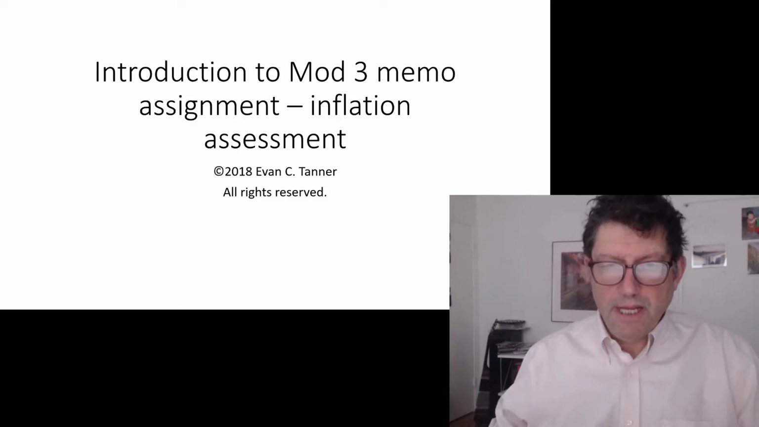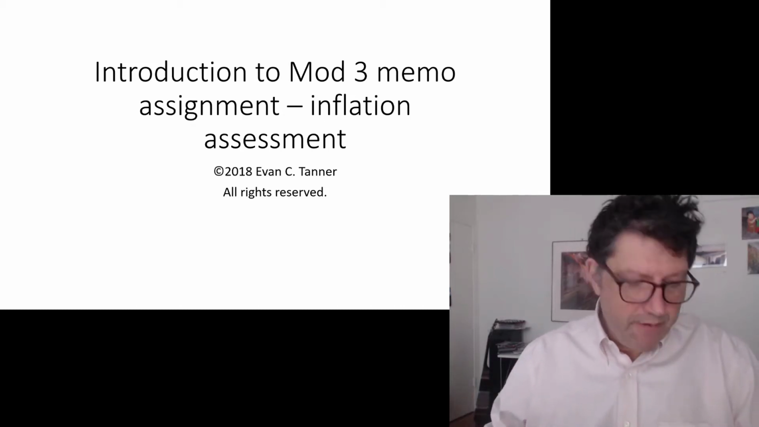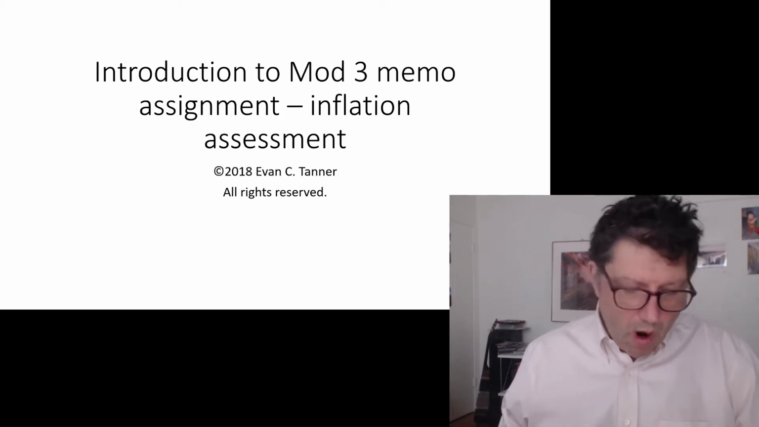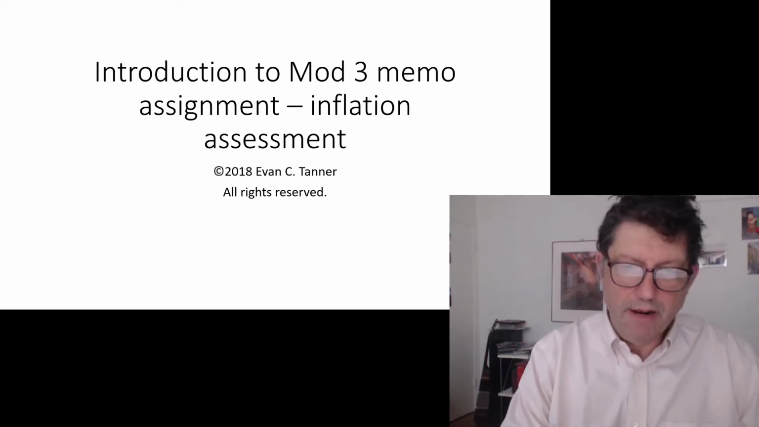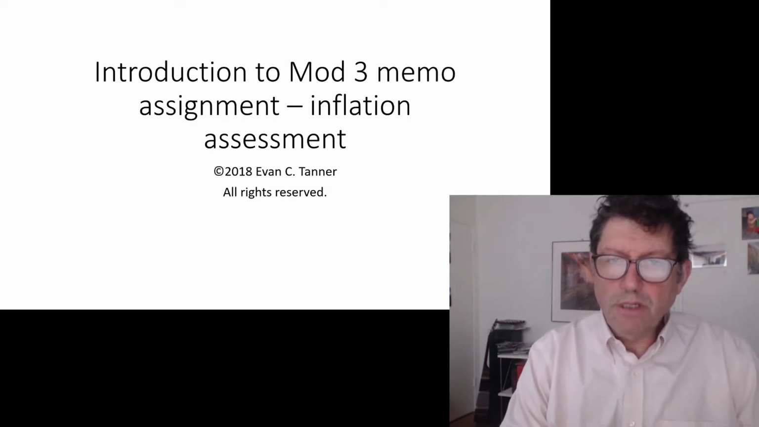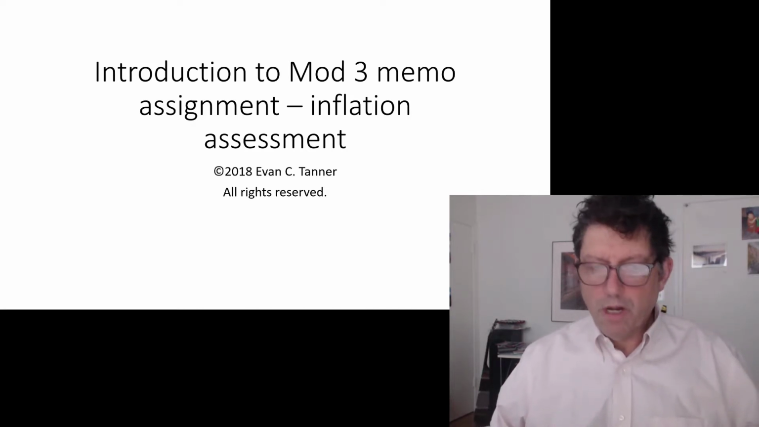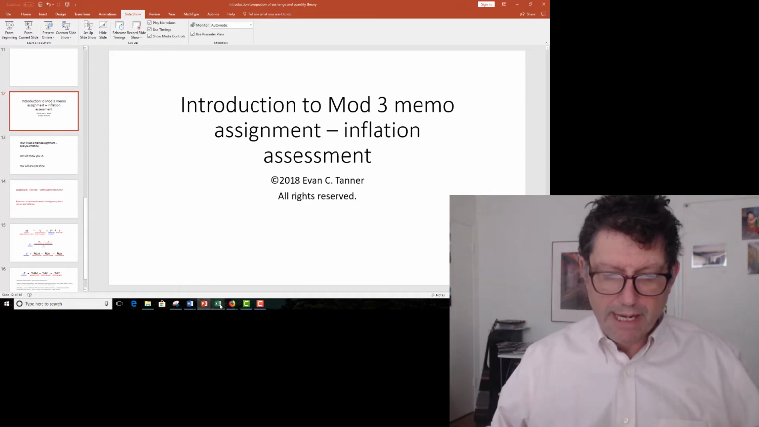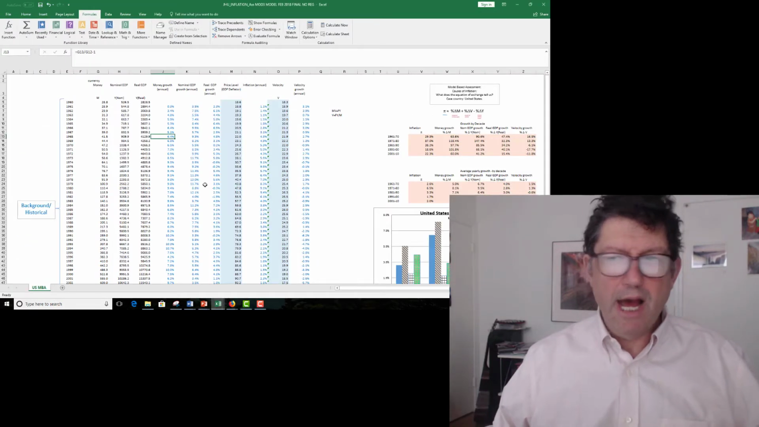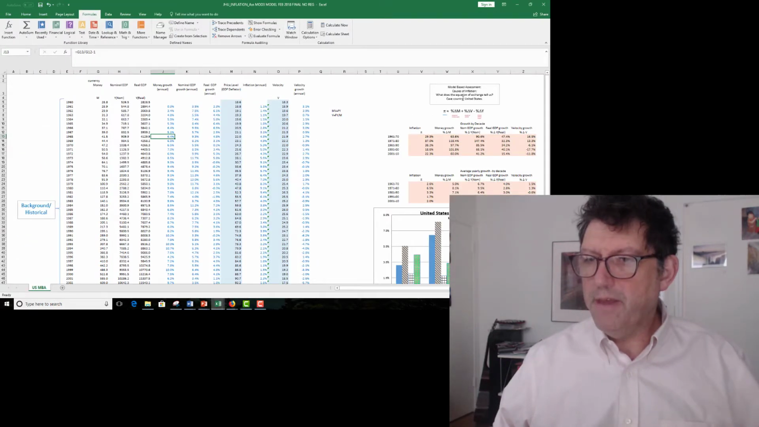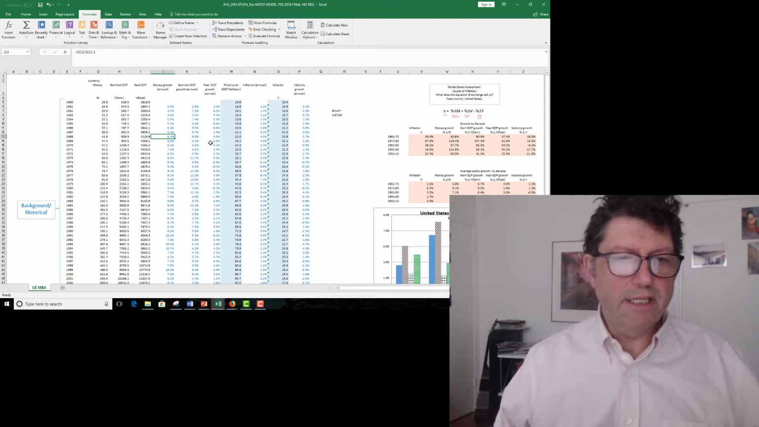Hi, folks. This is the second part of our walk through the memo assignment to give you an idea. We're just going to be looking at the spreadsheet. As I said, we're going to be giving you a template here. You can see the case study here is the United States. You'll be doing something similar for China.